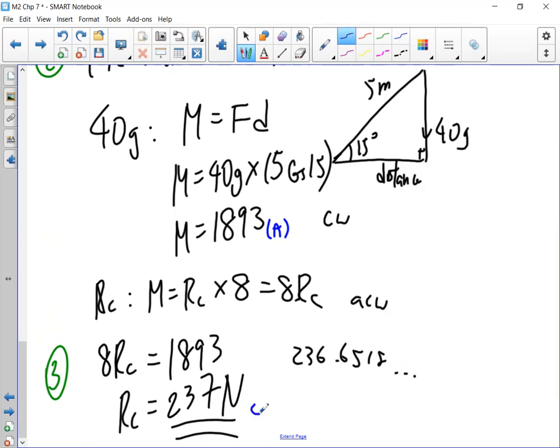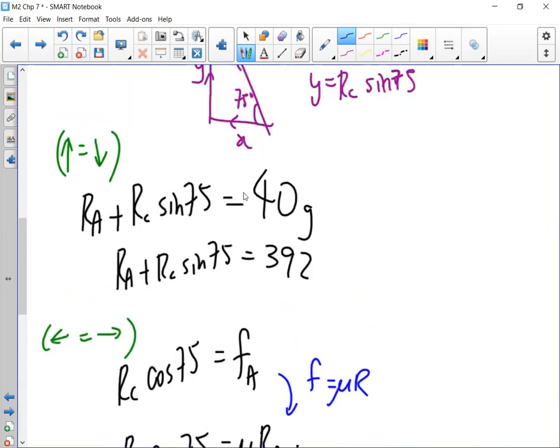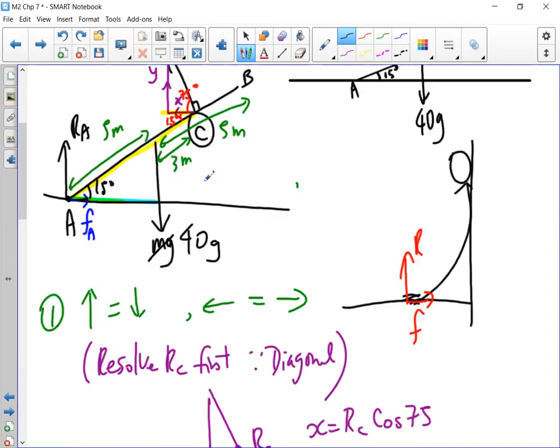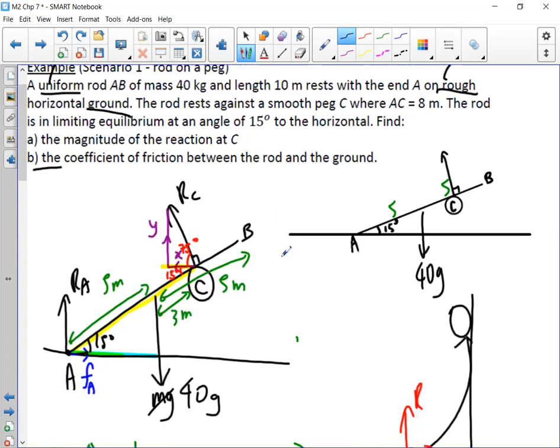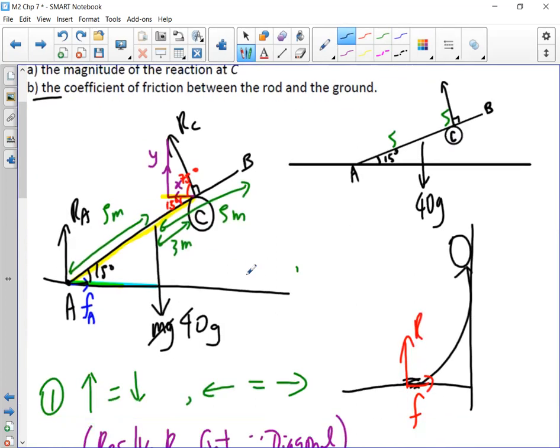So next part, I need to work out the coefficient of friction. Now, I've said many times in mechanics, you don't have to do it question by question. You can just work out, like what I did, a big calculation, and then you will find all the things in this type of question. So follow my method, and I can guarantee you will find everything you need.